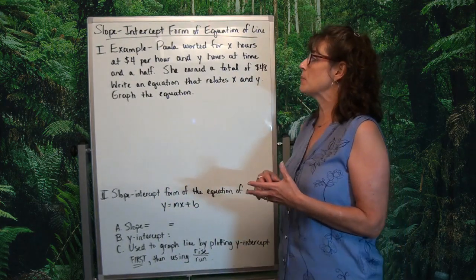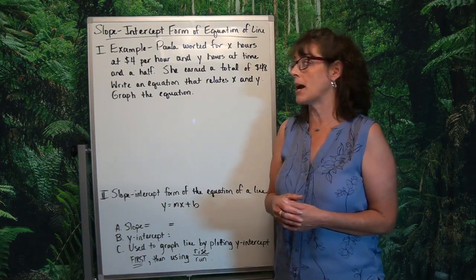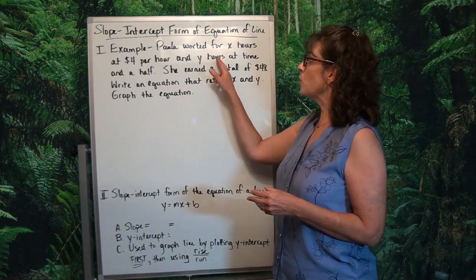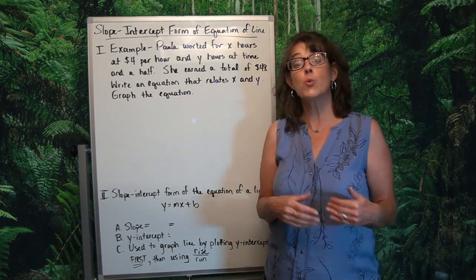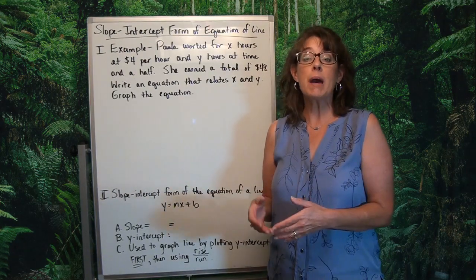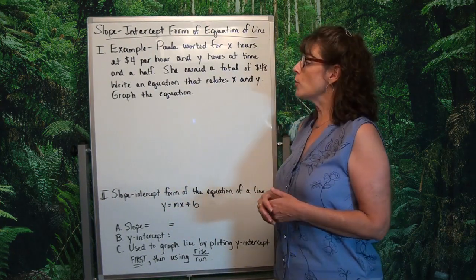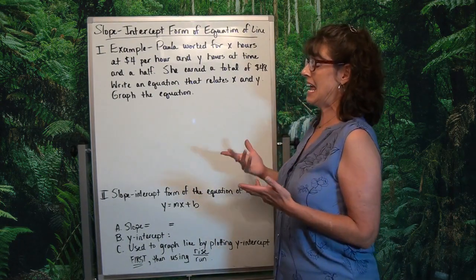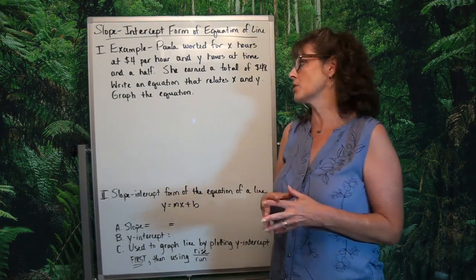In this real-world example, Paula worked for X number of hours at $4 an hour. I'm not sure where her job is, but this is her pay. And then she worked Y hours at time and a half. So this is the type of company where if you work overtime, they will pay you time and a half when you work that overtime. She earned a total of $48, and I guess that's $48 maybe for that day. But anyway, she earned $48.